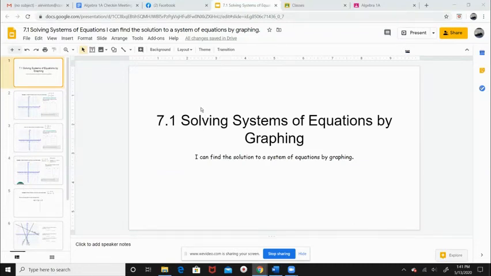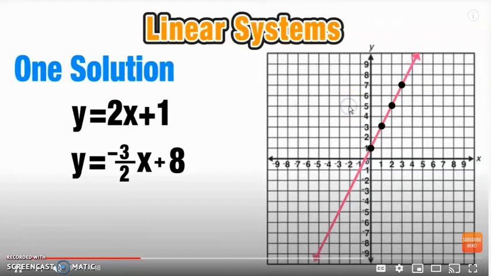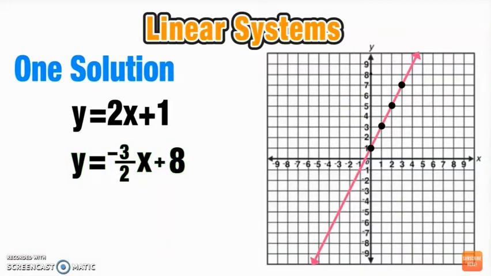Hi everyone, and welcome to Unit 7, 7.1, Solving Systems of Equations by Graphing. Our I Can statement reads, I can find the solution to a system of equations by graphing. So what we're going to do today is learn how to graph two different equations and find what it means to be a solution to both of those equations.